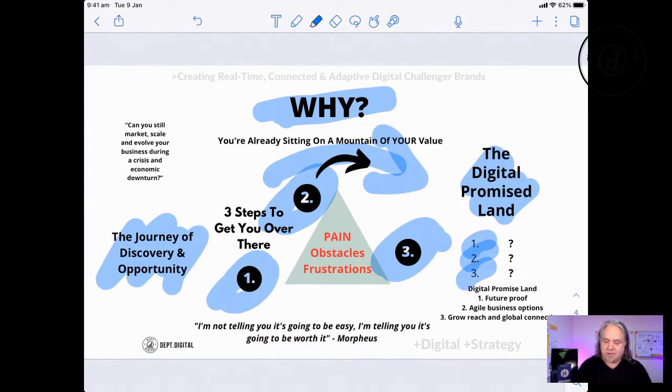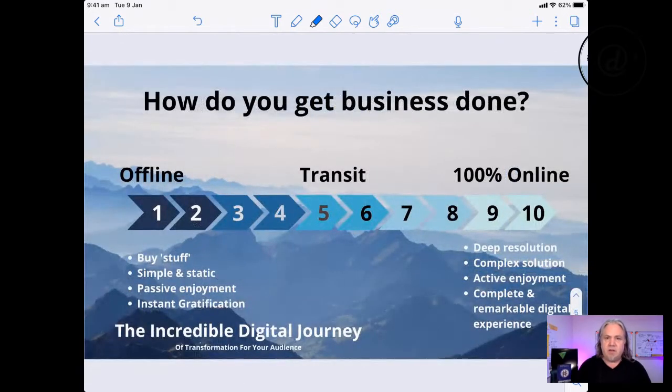Look, some of the things that we can look at: future proofing our business, being an agile business, options, and growing our reach and global connections as well. Those are my typical answers in terms of how do we actually move our business forward. I'd love to get an idea of, how do you get business done?